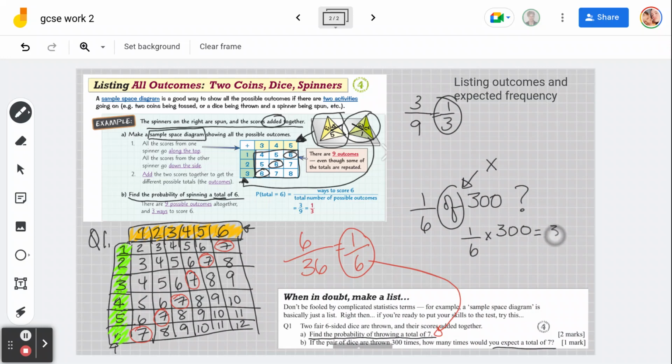We go right across the top. That's 300 divided by 6. 6 goes into 30 5 times. 6 goes into 0 0 times. So if a pair of dice is thrown 300 times, how many times would you expect it to be 7? 50. Happy face.